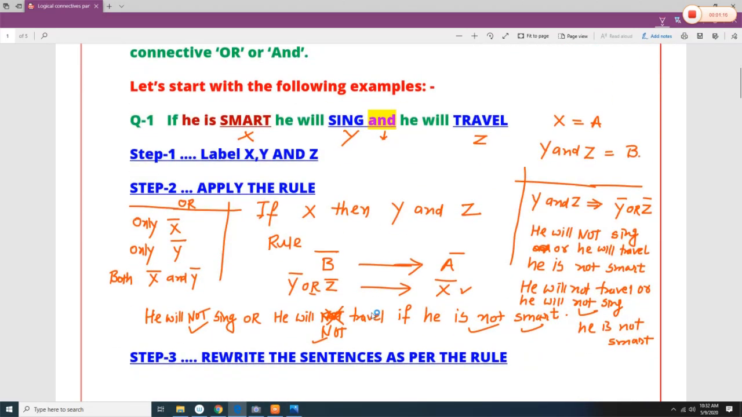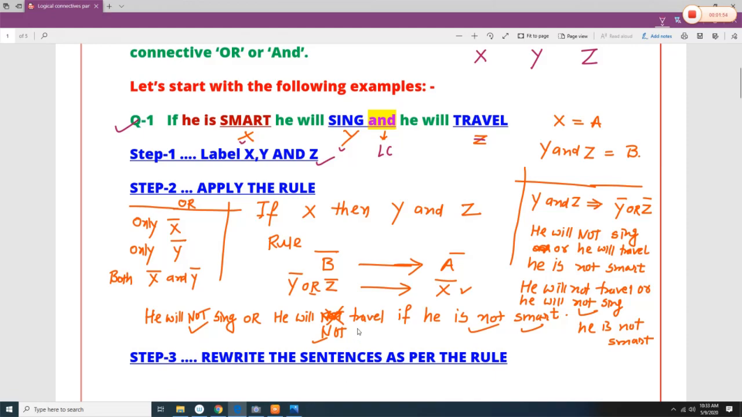Now as I discussed, there are three sentences. The first part of the sentence is known as X, the second is known as Y, and the third is known as Z. Let's read this sentence. If he is smart, that part is X. He will sing, that is Y. And is a connective, so it is a logical connective. He will travel, so travel is the Z part. So we have successfully labeled X, Y and Z.